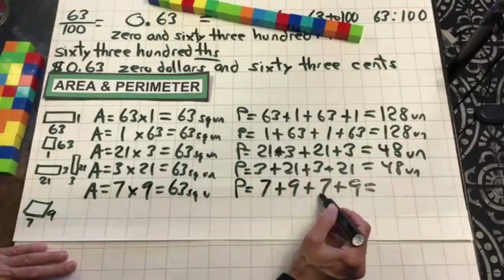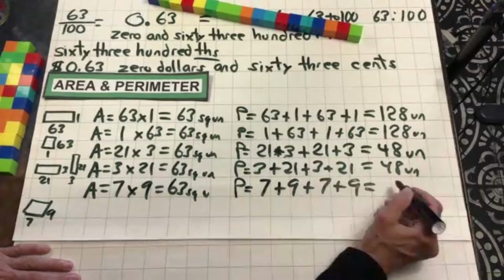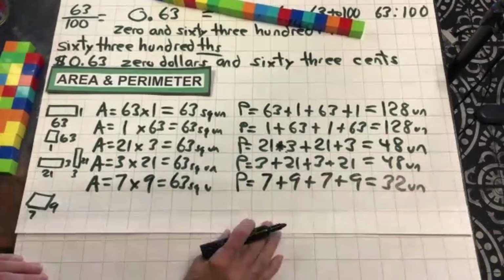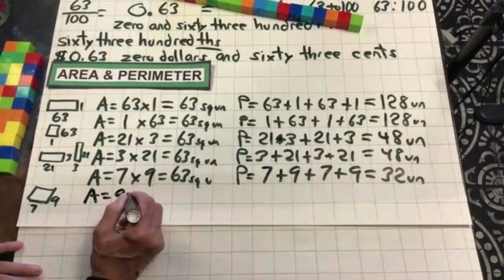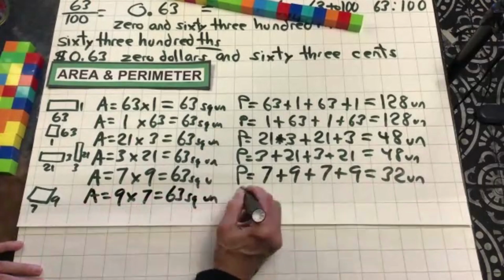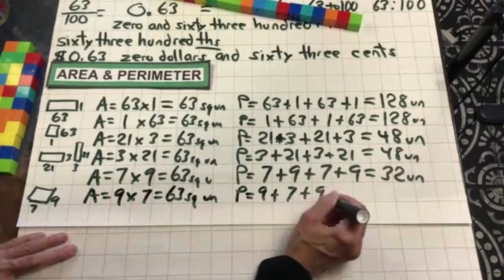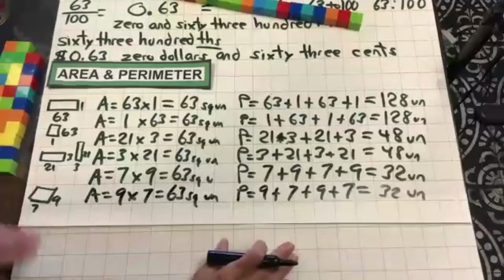So 7 plus 7 is 14. 9 plus 9 is 18. So 14 plus 18 is 32 units. So again, we're really shrinking it down. All right, and then if we flip-flop that, 9 by 7, we have 9 plus 7 plus 9 plus 7 equals the same, because it's just the same numbers.